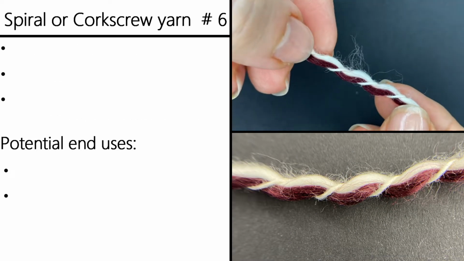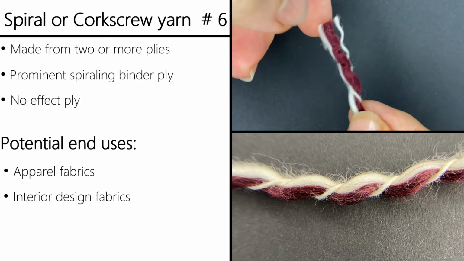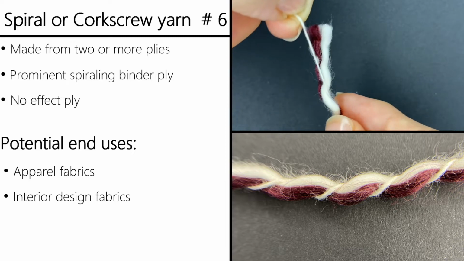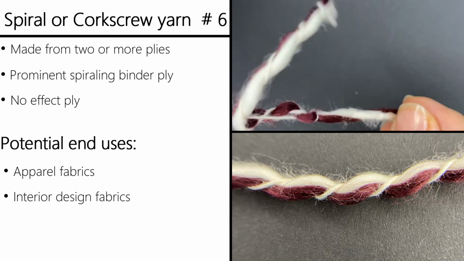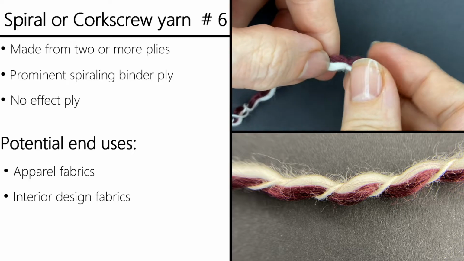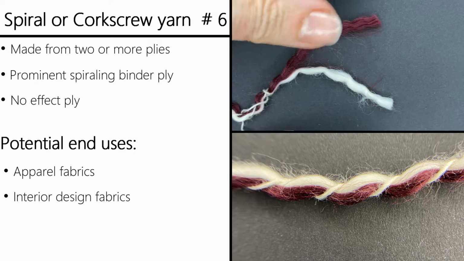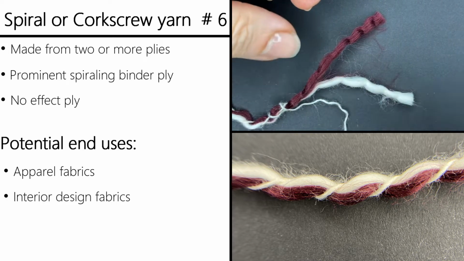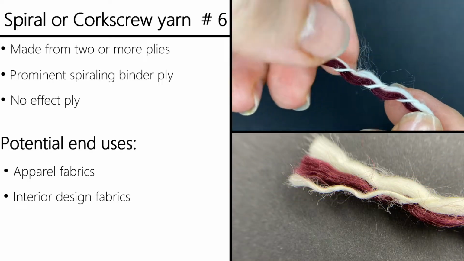For our first novelty yarn, we are looking at sample number 6, the spiral corkscrew yarn. This yarn type is made from 2 or more plies, which may vary in their twist, size, and color. It also features a prominent spiraling binder ply. As you can see, the given sample has a smaller binder ply with a much tighter twist than the 2 large ground plies it's spiraling around.